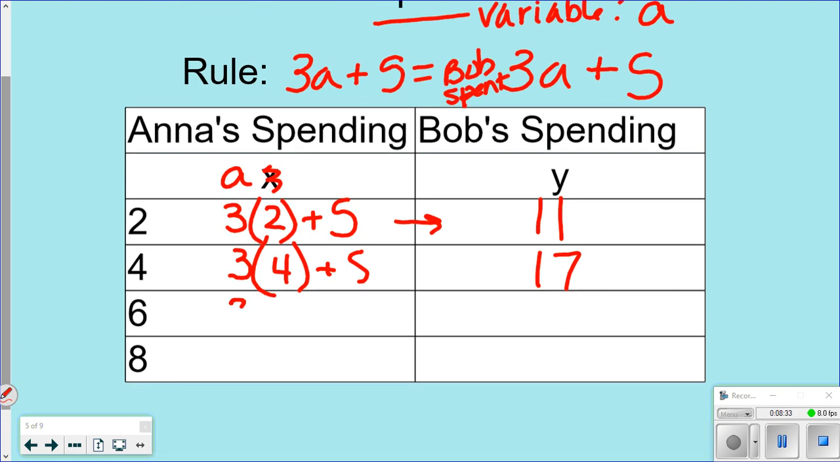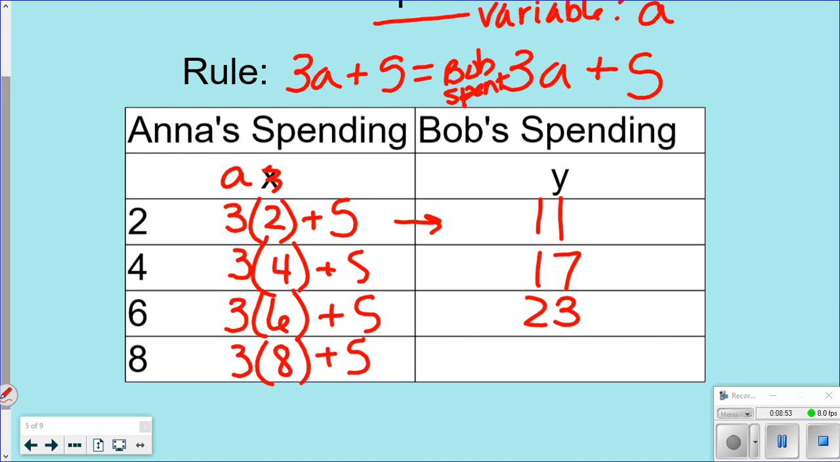Same thing here. If she spent $6, I put 6 in for my variable, 3 times 6 is 18, plus 5 is $23. And if I put in 8 for the variable, 3 times 8 is 24. 24 plus 5 is $29. And I have my table filled out.